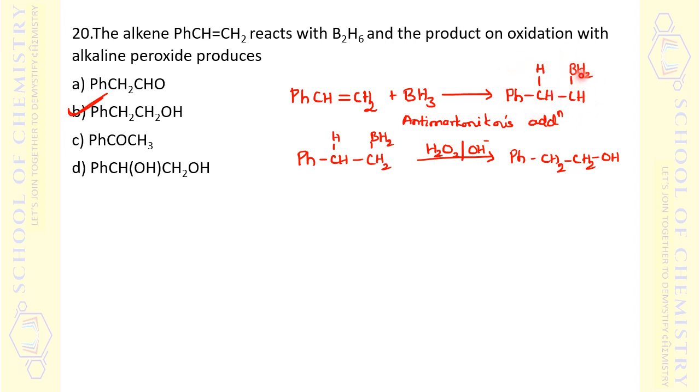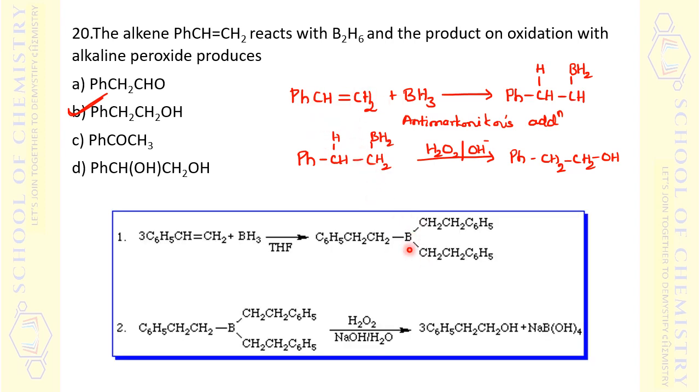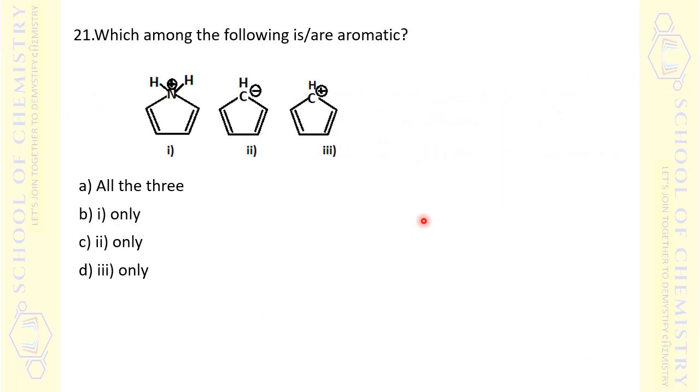So this BH2 will further react with two more molecules of styrene to produce a product like this, right? Boron will be attached to 3 styrene molecules, and then it will undergo an oxidation reaction to produce the required alcohol, right? So actually that will be the reaction, but it can be simply understood in this manner. Let's move on to the next question, the 21st question.